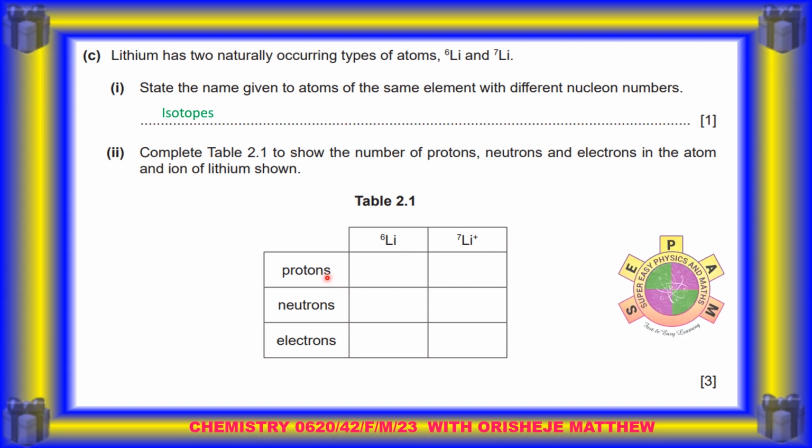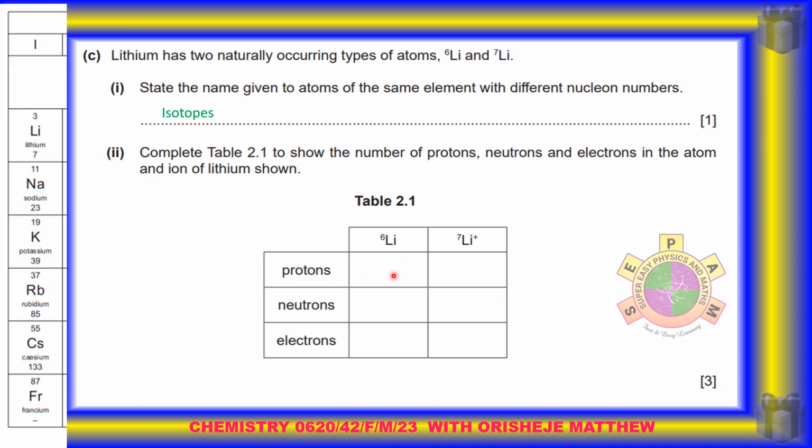So how do you know the number of protons? Go to your periodic table again, and in the periodic table you will see the atomic number. That will give you the number of protons. So if you look at lithium, what is the number of protons there? It is 3.